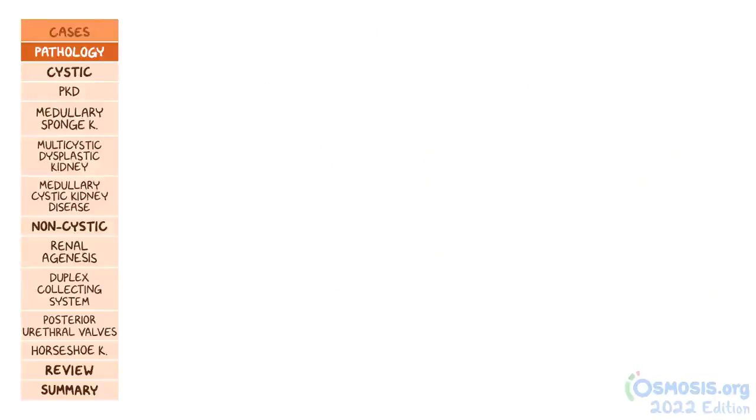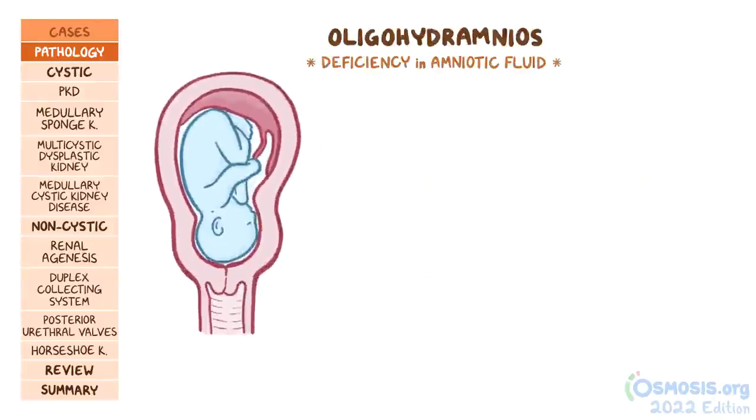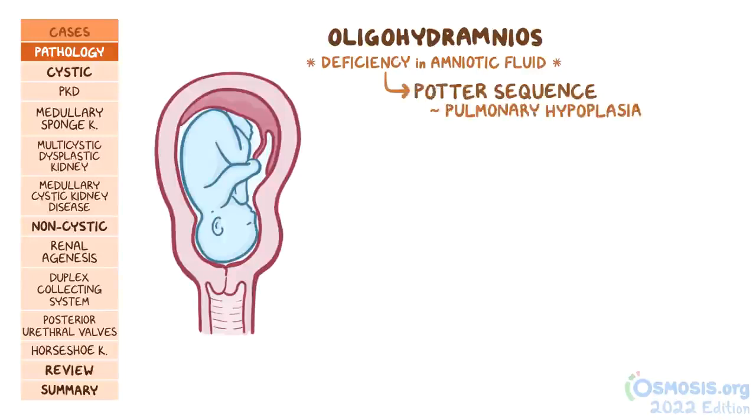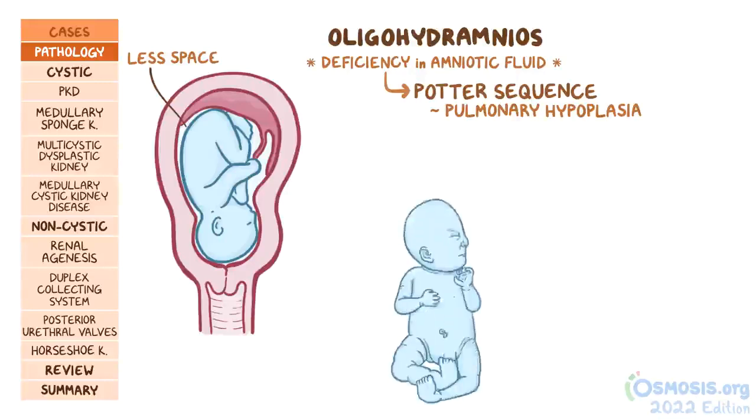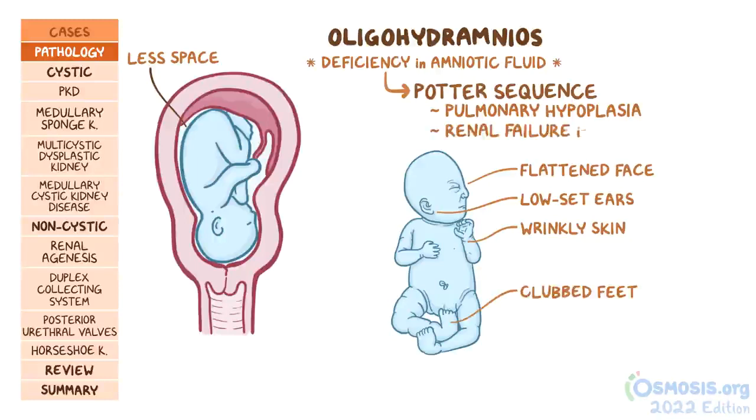Alright, so if there's a problem during development of the kidneys, we can get oligohydramnios, or deficiency of amniotic fluid. As a result, a number of things can happen, leading to the so-called Potter sequence. With less amniotic fluid, there's pulmonary hypoplasia. Not only that though, with less amniotic fluid, there's less space in the amniotic sac, and so the fetus is literally compressed into a smaller space, which causes developmental abnormalities like a flattened face, wrinkly skin, low-set ears, as well as limb abnormalities like clubbed feet. Some renal conditions make it impossible for urine to be excreted, in which case there'll also be renal failure in utero.